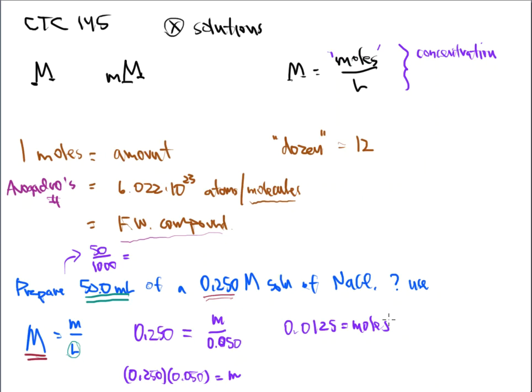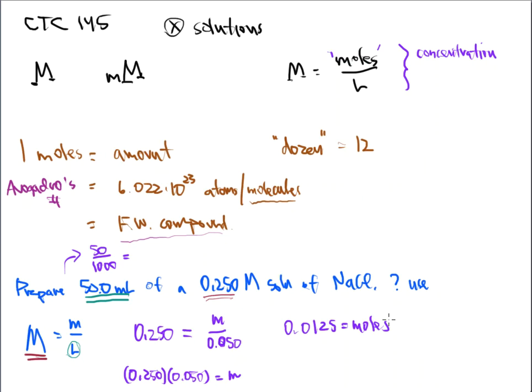Now, here's the key. It's moles. And I don't have a balance that weighs out moles, right? This is a word kind of like dozen. I don't have a balance that can weigh out dozens of stuff, because depending on the stuff, they might weigh different. A dozen eggs are going to weigh completely different than a dozen pencils.